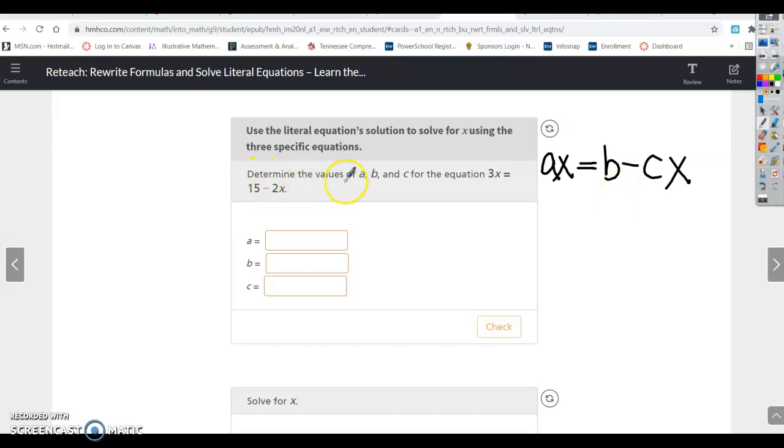So it says determine the values of A, B, and C for the equation 3x equals 15 minus 2x. If we look, the first number is going to be A. So A is 3. B is the second number, so that's 15. And C is the last number, and that's 2. You can see it says minus C, so we're not going to worry about that negative sign right there. We're just going to put 2.